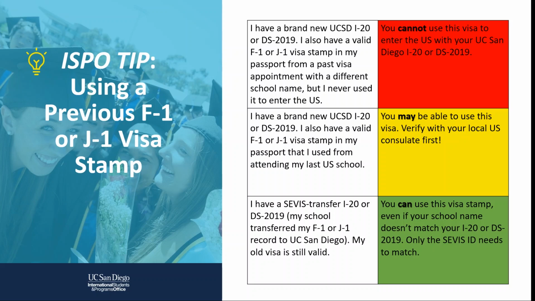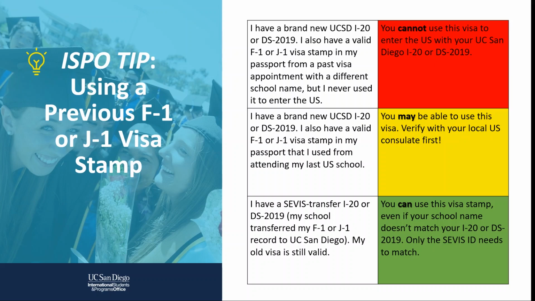If you already have a valid F1 or J1 visa stamp in your passport from a previous U.S. school that you have used before, you may be able to use this with your new I-20 or DS-2019 from UC San Diego to enter the U.S. However, we always advise that you verify this first with your local U.S. Embassy or consulate before you travel.